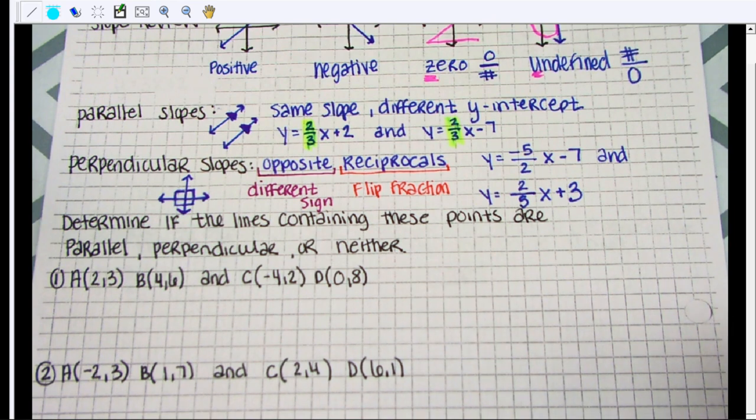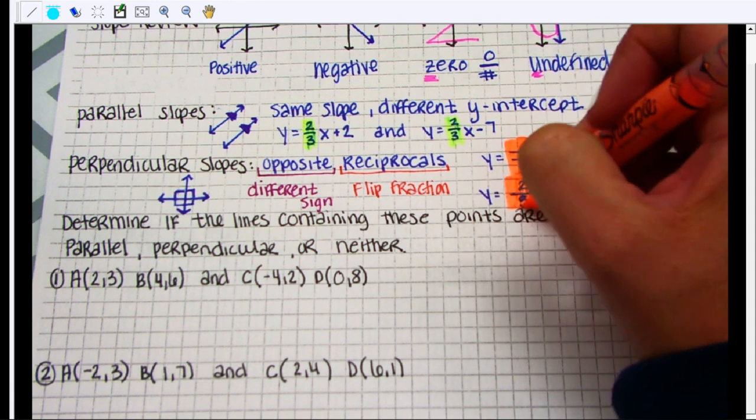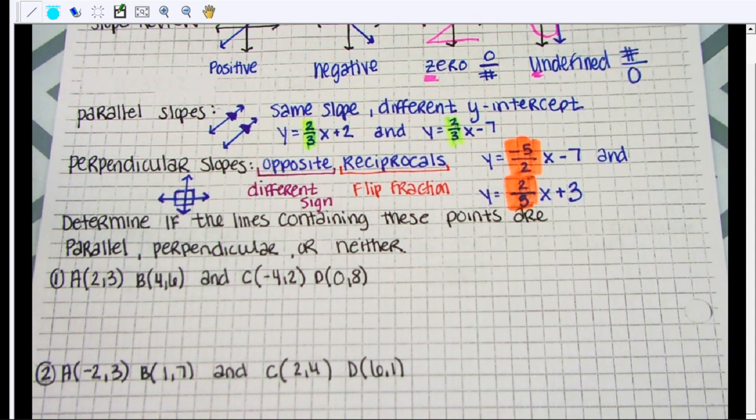Now, if that does not happen, and let's say that it just flip-flops and doesn't change sign, then it's neither. It's not parallel, it's not perpendicular. They're just two random lines that cross.